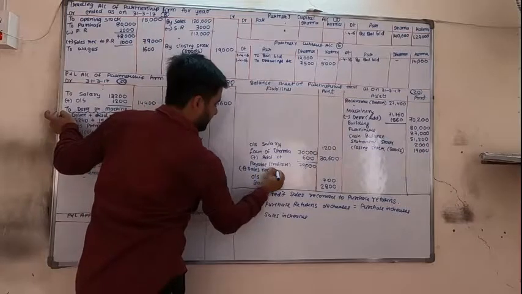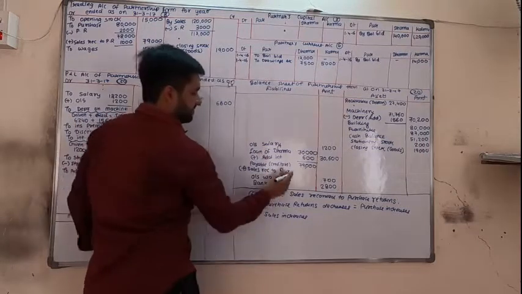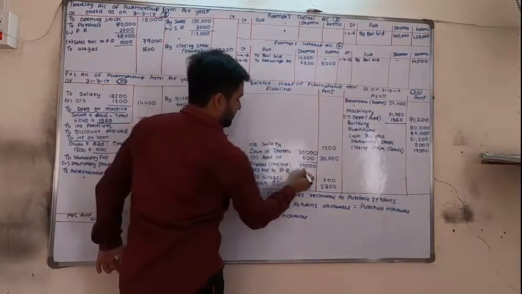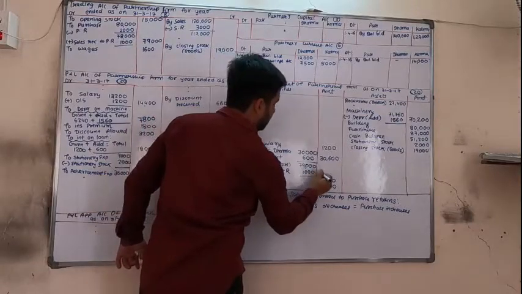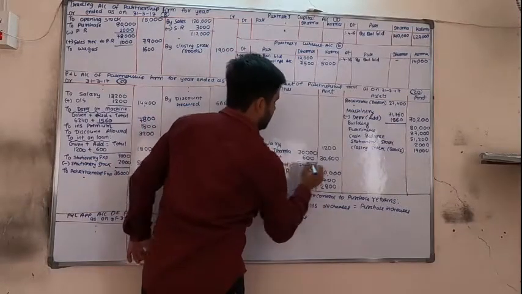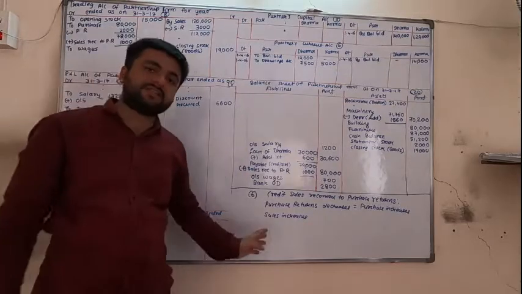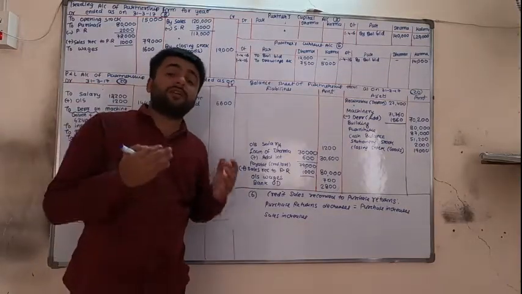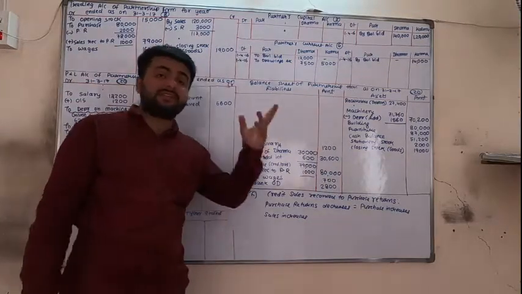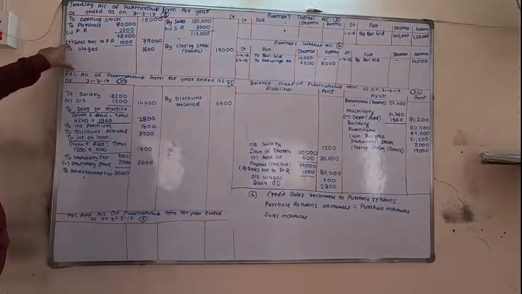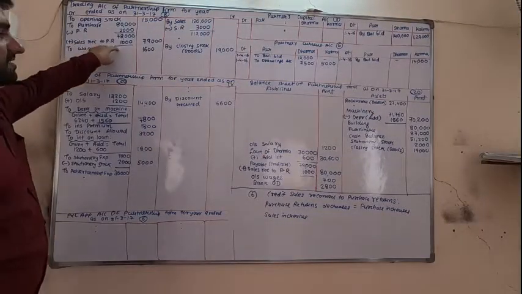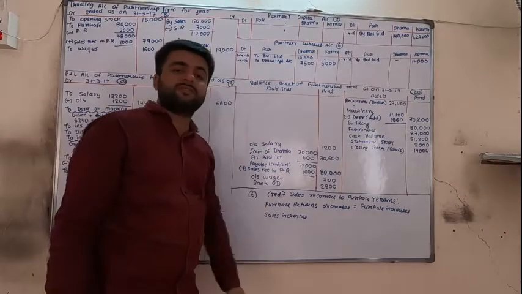Sales recorded to purchase returns 1000, so in the outer column 80,000. See friends, actually purchase return is decreasing, but what it will affect to purchase, it will increase the purchase. So it is added: sales recorded to purchase returns 1000.